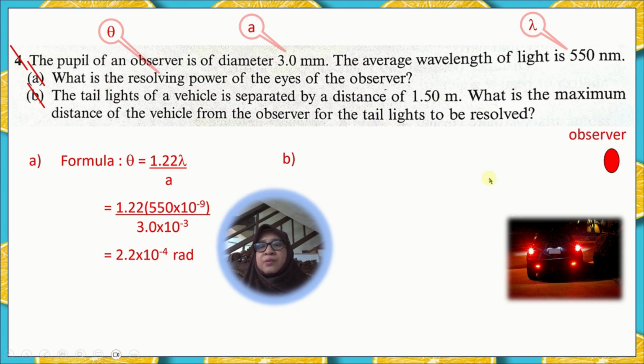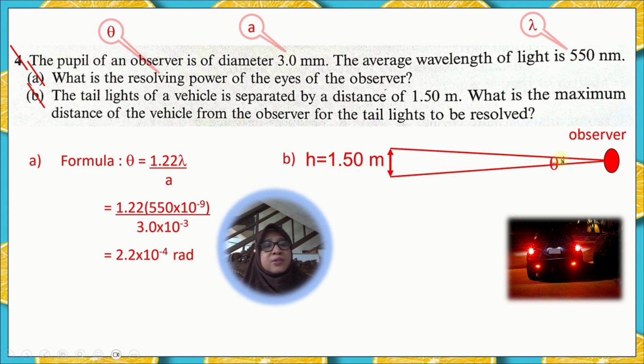To represent it with a 2D diagram, this is the observer and this is the distance between the two lights, 1.50 meter. The resolving power will be theta here. The question asks for the maximum distance of the vehicle from the observer, so this is the maximum distance from the observer to the tail lights of the vehicle. Let's use the symbol capital letter D.